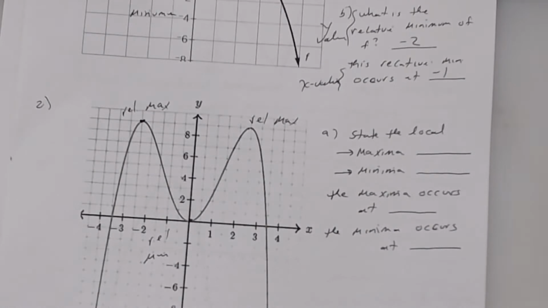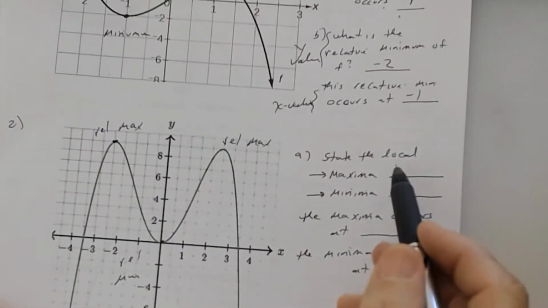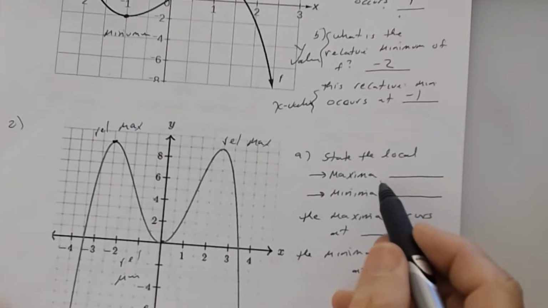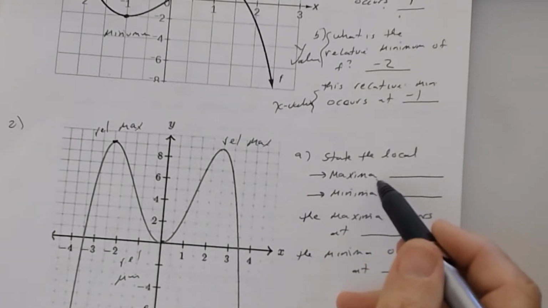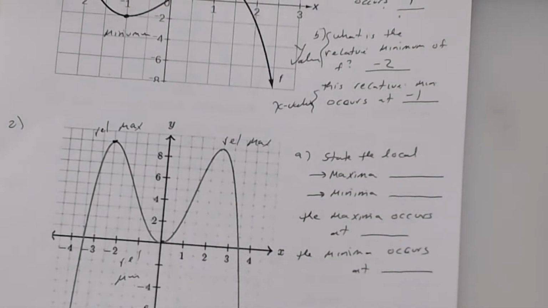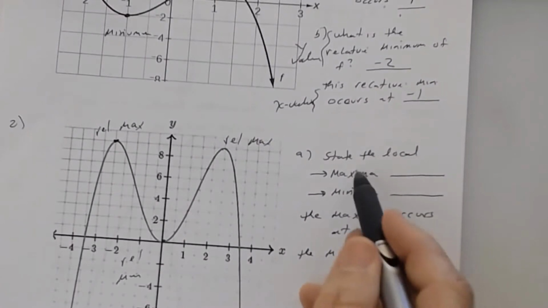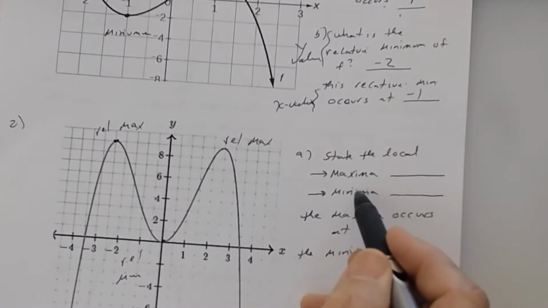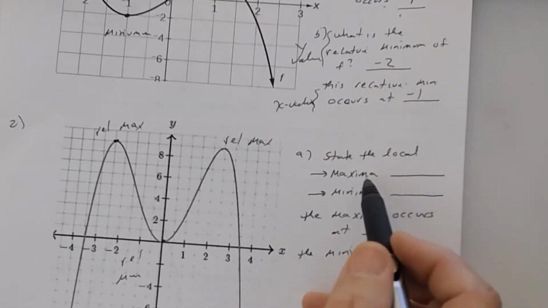Okay, now state the local max. Now the plural, I have plural here. The plural for maximum is maxima. The plural for minimum is minima. So these are plurals. So state the local maxima.